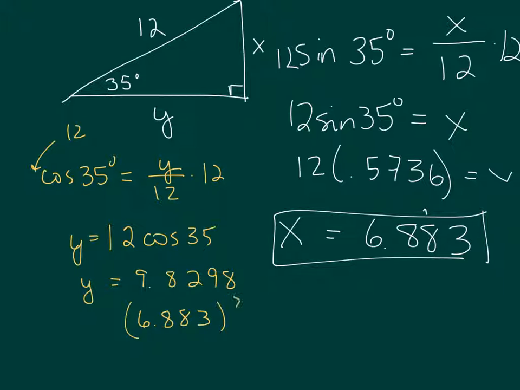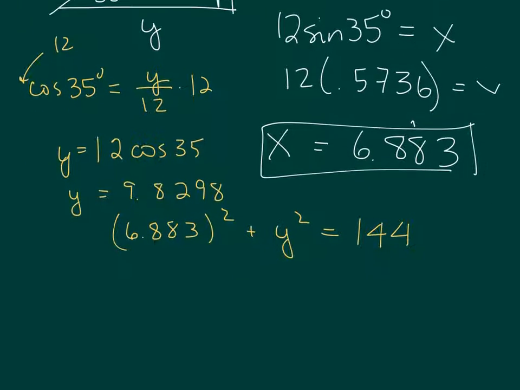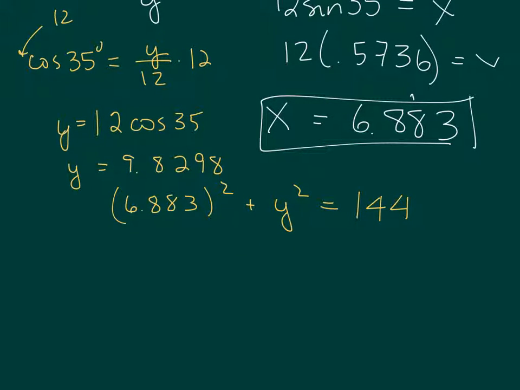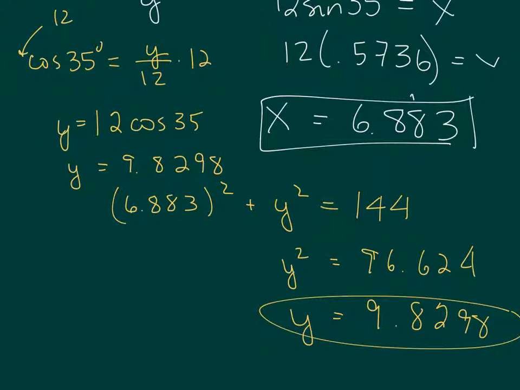Or the other thing I could do is take x squared, 6.883 squared, plus y squared is the hypotenuse squared. I am just going to solve that equation with my calculator. I'm going to take 144 minus 6.883 squared, which is going to give me y squared. So y squared is 96.624. I'm just going to take the square root of that, and that gives me y is 9.8298, which is exactly what I had gotten before.